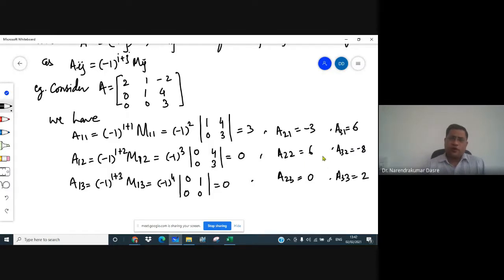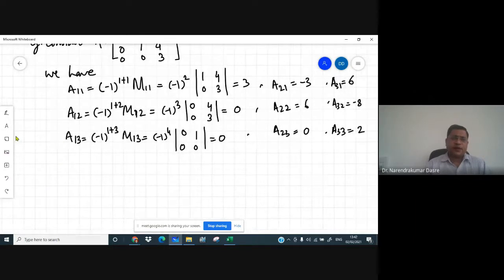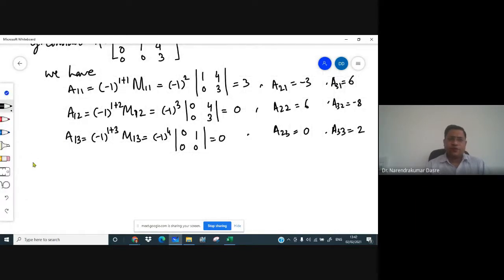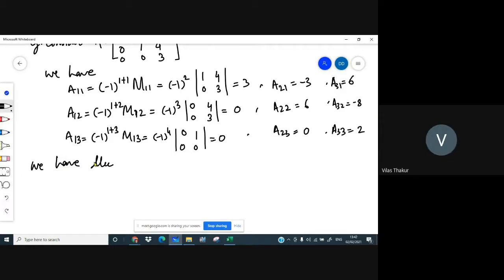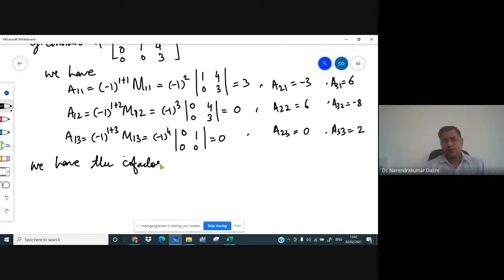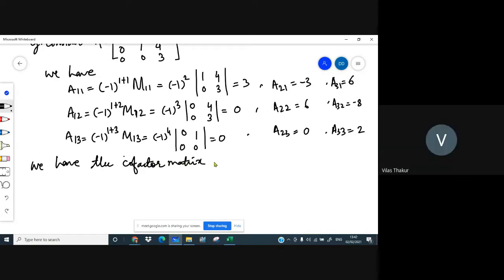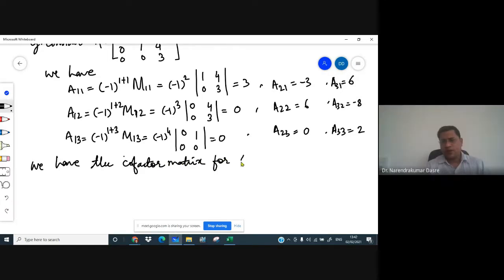Fine. So we got all the cofactors for the elements of this given matrix A, and hence we can write the cofactor matrix for A. So what is the cofactor matrix? A cofactor is equal to, now I'll write down these entries: 3, 0, 0, minus 3, 6, minus 0, 6, 0, and this is 6, minus 8, 2. So this is the matrix of cofactors.